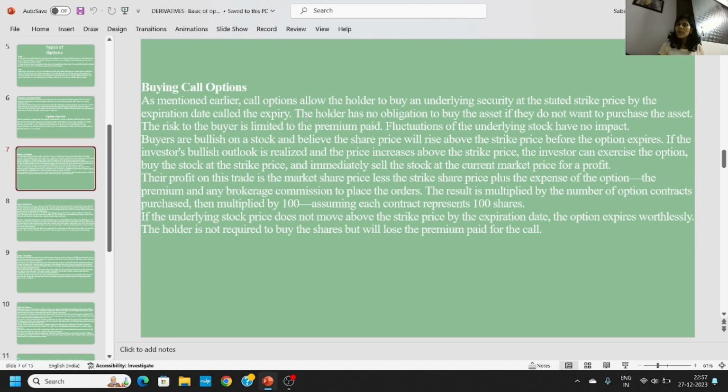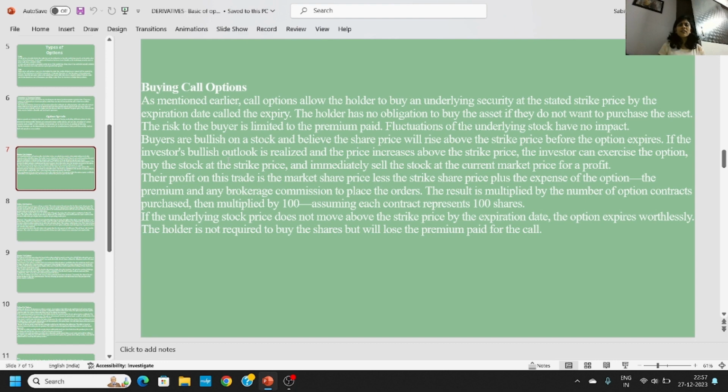The holder has no obligation to buy the asset if they do not want to purchase it. The risk to the buyer is limited to the premium paid. Again I'm repeating, if you are buying a call option, the risk is limited to whatever premium you are paying, and the fluctuation of the underlying stock has no impact. Buyers are bullish on the stock and believe the market price will go up above the strike price before the expiry, as I discussed earlier.